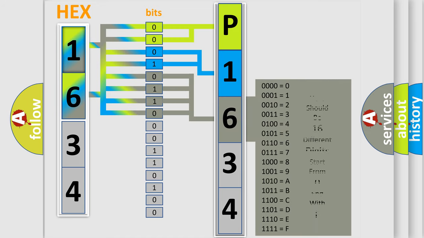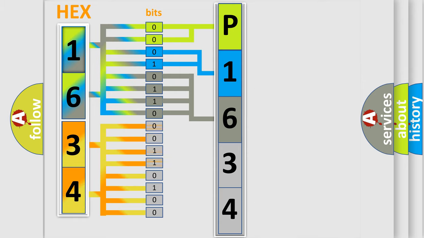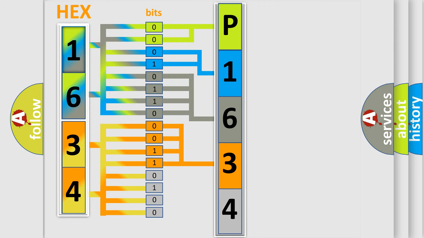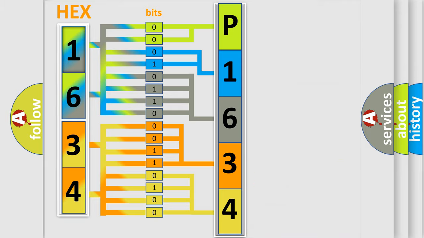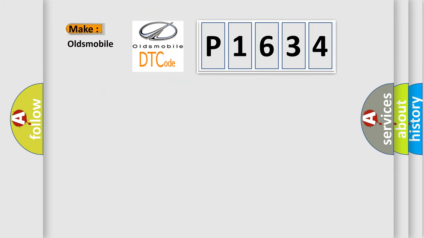The second byte is composed of a combination of 8 bits. The first 4 bits determine the fourth character of the code, and the combination of the last 4 bits defines the fifth character. A single byte conceals 256 possible combinations. We now know in what way the diagnostic tool translates the received information into a more comprehensible format. The number itself does not make sense to us if we cannot assign information to what it actually expresses. So, what does the Diagnostic Trouble Code P1634 specifically interpret for Oldsmobile car manufacturers?